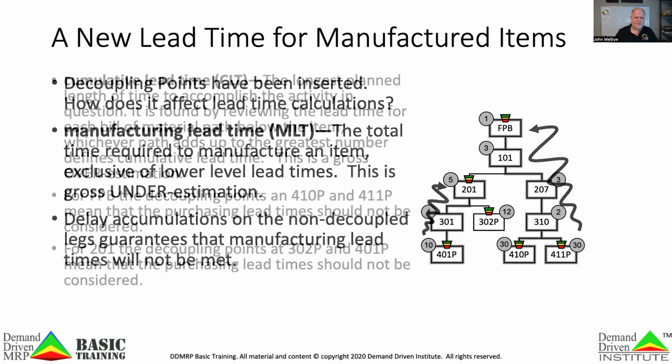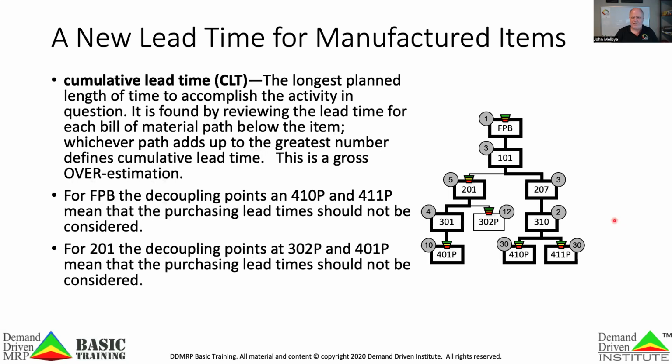The second kind of lead time that traditional MRP knows about is cumulative lead time. And that's the longest planned length of time to accomplish the activity in question. That means if we follow these through, we would say 1 + 3 + 3 + 2 + 30. That guarantees that we're going to have a gross overestimation, because we know we have inventory in certain spots.